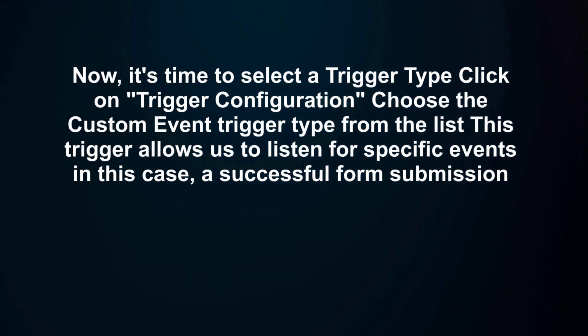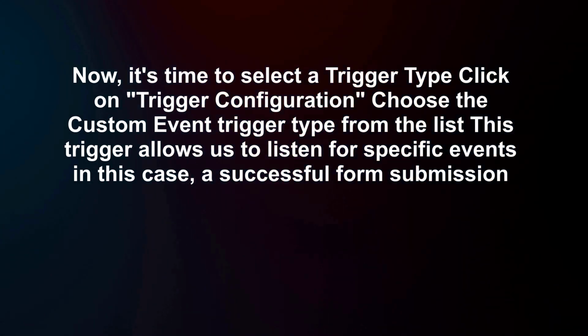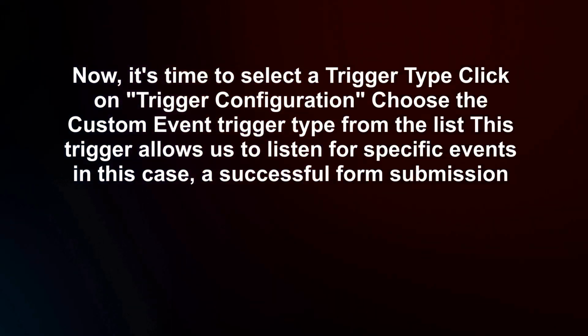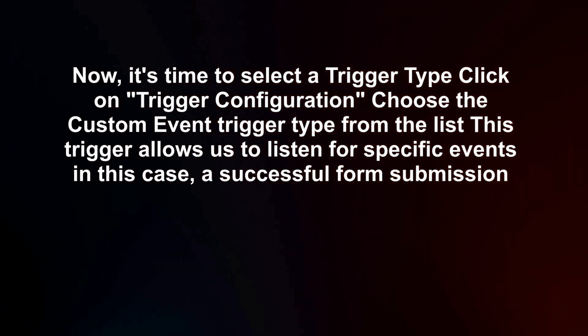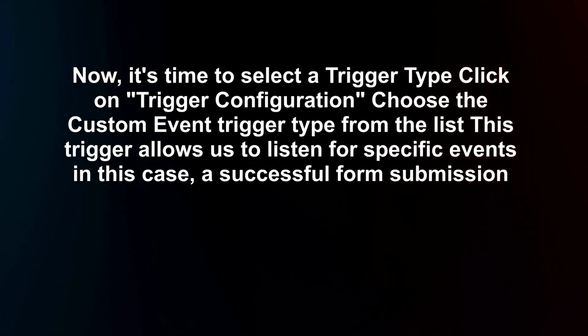Now, it's time to select a trigger type. Click on Trigger Configuration. Choose the custom event trigger type from the list. This trigger allows us to listen for specific events, in this case, a successful form submission.